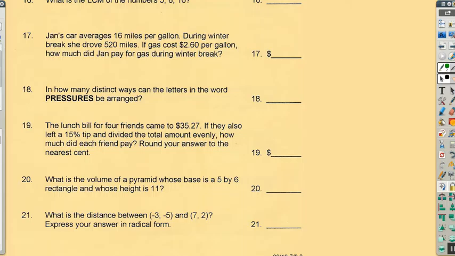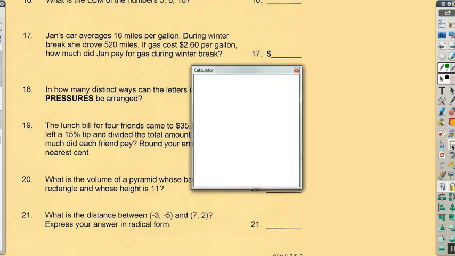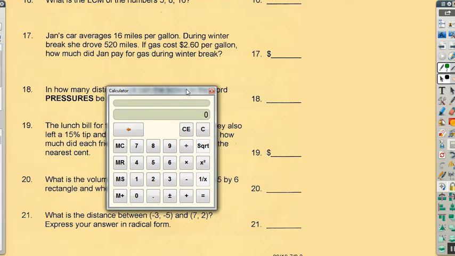Jan's car averages 16 miles per gallon. During winter, she drove 520 miles. If gas costs... oh my goodness. So I'm going to use a calculator just to expedite this video. Nothing is more fun than watching me do multiplication.